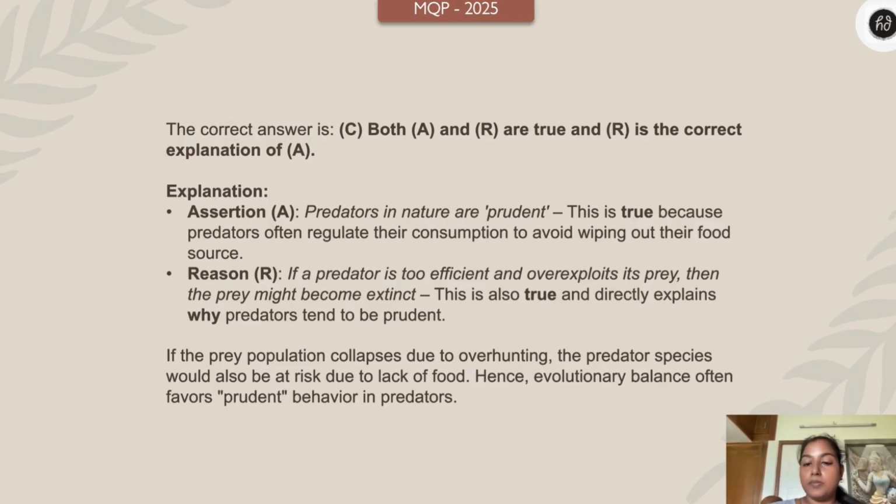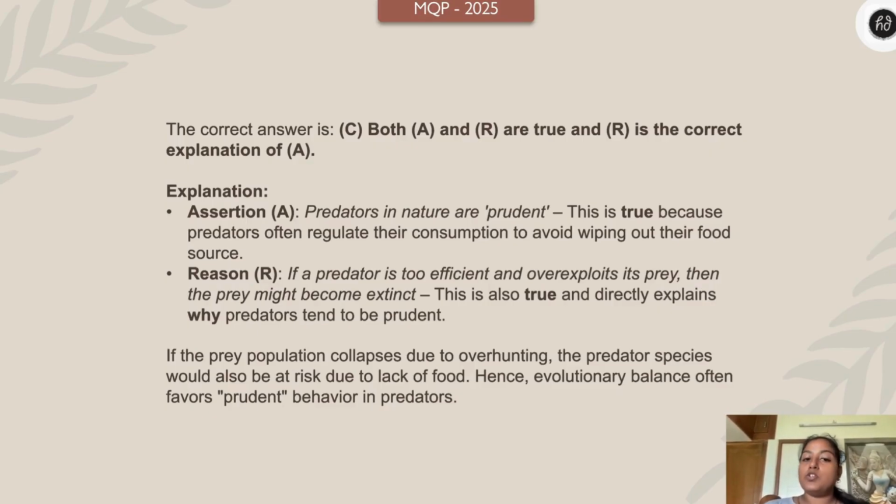Predators in nature are prudent means predators often regulate their consumption to avoid overwiping their food source. Right? Which means they know that if they are too efficient and over exploiting their prey, they won't have anything further. Then they might also become extinct. The prey might also become extinct, because if they don't have the prey, they cannot survive, correct? So that is why they are prudent in nature.